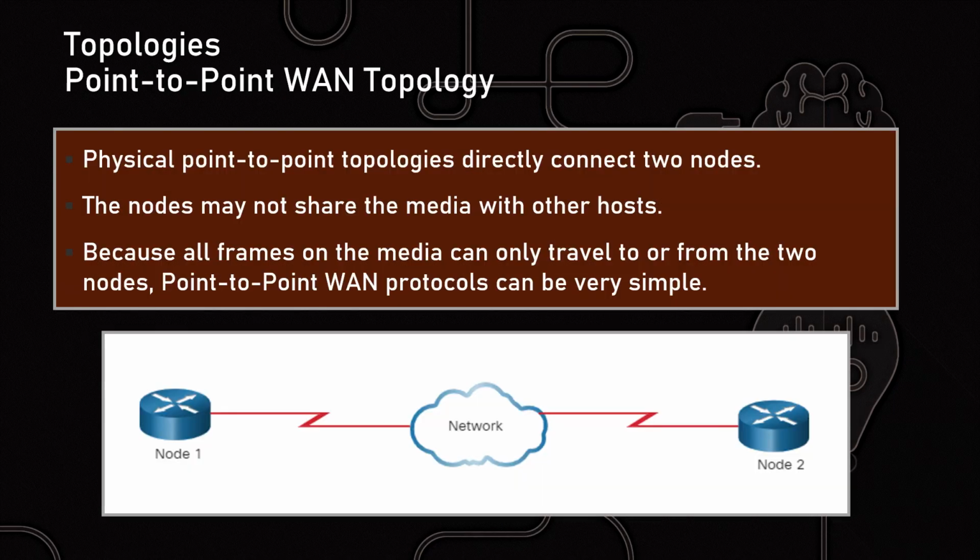Now here we are with a physical example of the point-to-point topology. We have a router at node 1, a router at node 2, and then a various collection of interconnectivity devices and mediums to go between them. The nodes may not share the media with other hosts, so this is a dedicated connection. Because all frames on the media can only travel to or from the two hosts, point-to-point WAN protocols can be very, very simple. We don't have to worry about routing in the same capacity.